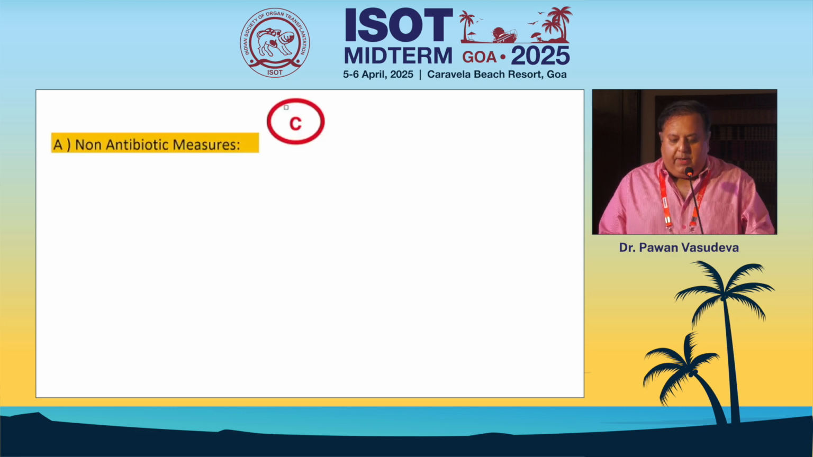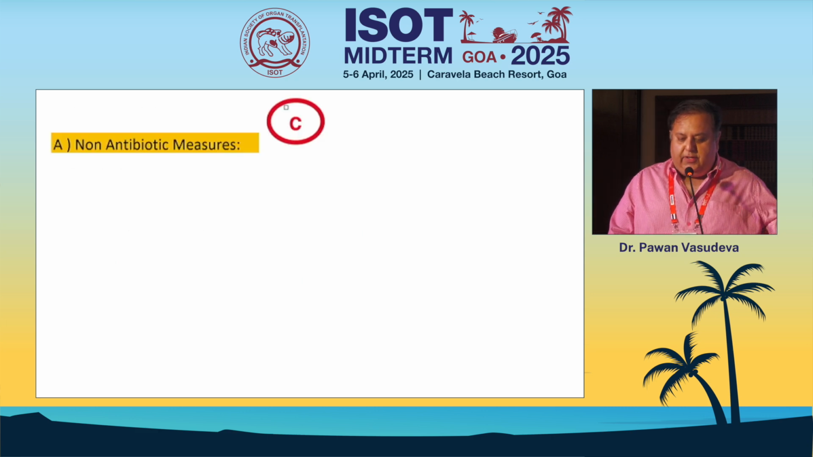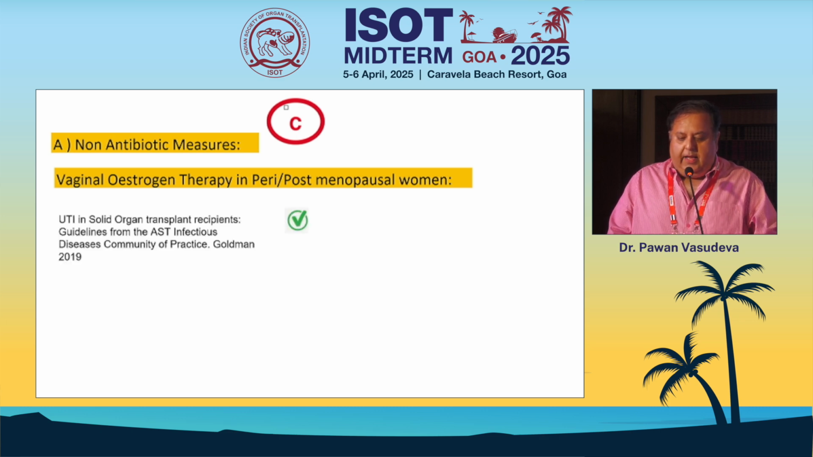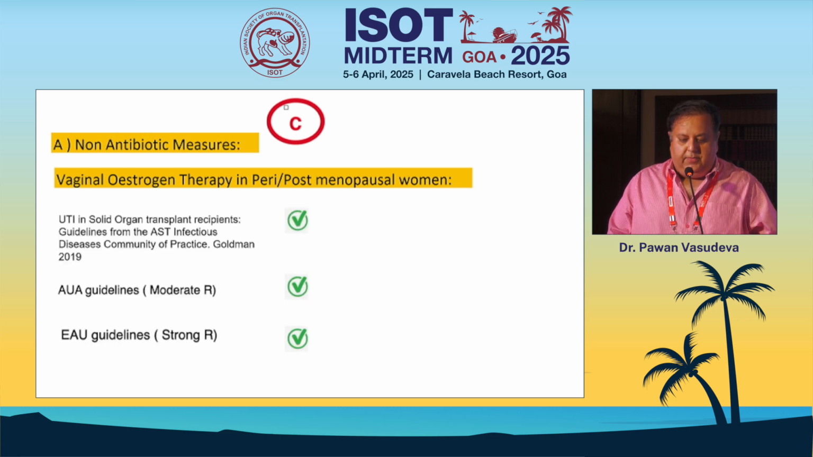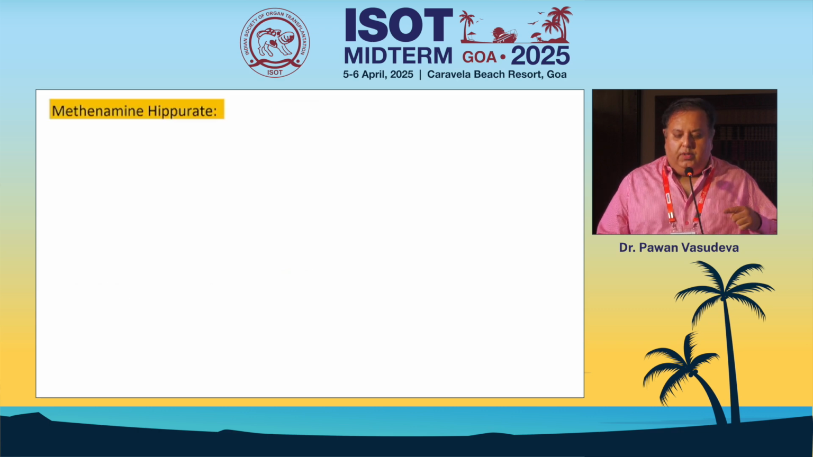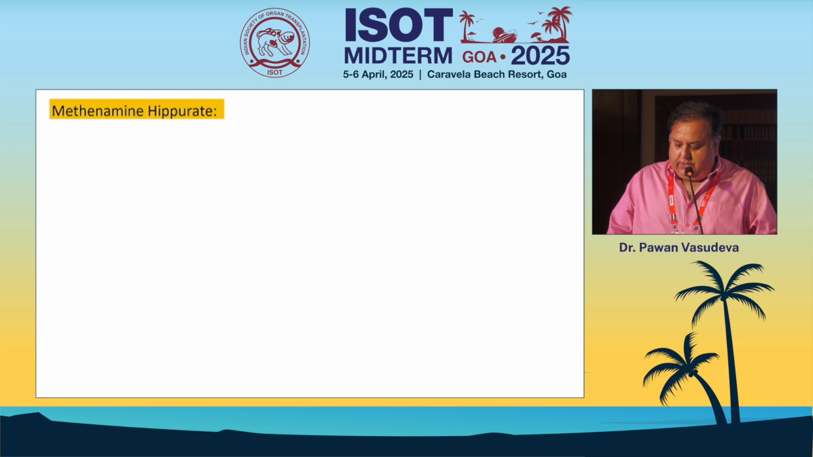Coming to non-antibiotic measures. So this was the general prevention. If you look at the non-antibiotic measures, Dr. Kalra has already spoken about vaginal estrogen therapy in peri- and post-menopausal women, and this is recommended by practically all guidelines. There is a new drug which is going to be launched soon, I believe, in India, which is methenamine hippurate. It's an old drug, but rebranded.